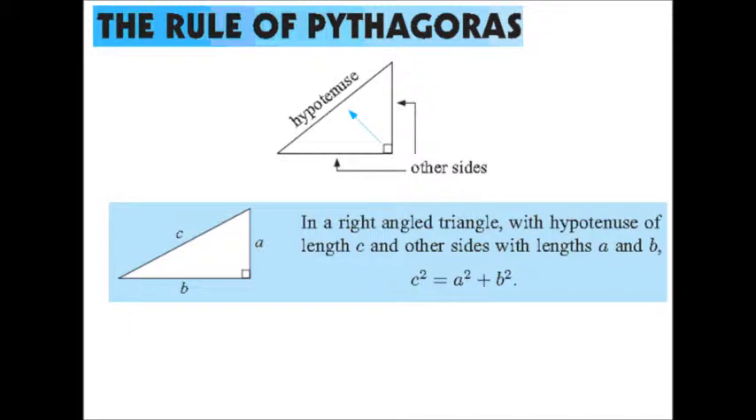In this video we'll look at the rule of Pythagoras, which states that for any right angle triangle, the square on the hypotenuse, which is the diagonal side, is equal to the sum of the two squares on the other two sides. And in algebraic terms, if we labelled the hypotenuse c, then c squared would equal a squared plus b squared. So there's our rule for Pythagoras.